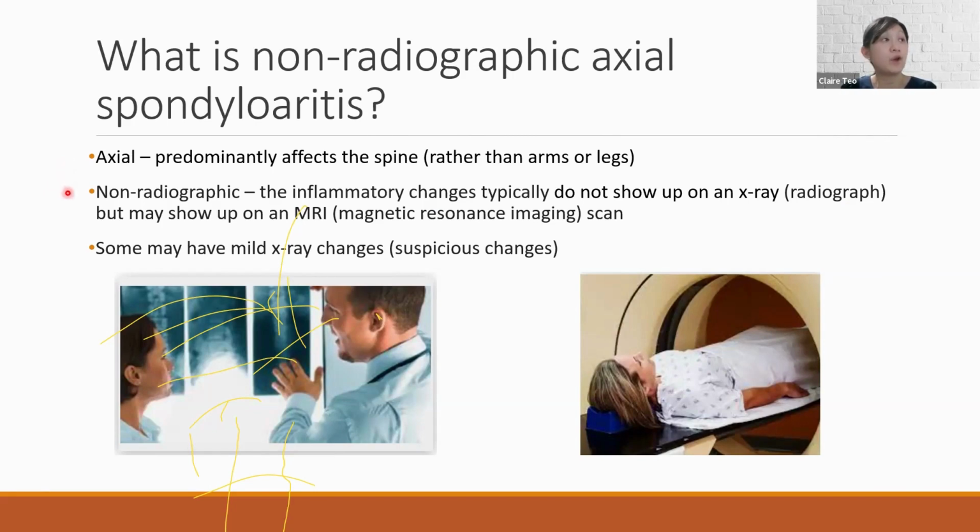In people with non-radiographic axial spondyloarthritis, the inflammatory changes typically do not show up on the sacroiliac joint X-rays, although some may have mild X-ray changes which are classified as suspicious changes. However, these patients may have changes of inflammation in the sacroiliac joints and spine on MRI. Unlike X-rays, which only show the bones, MRI can show much more detail within the bones, joints, and also other tissues such as the ligaments, tendons, and muscles.